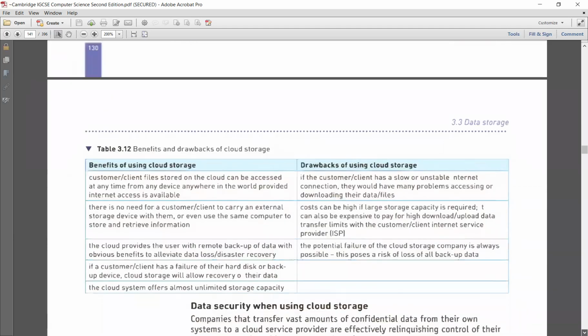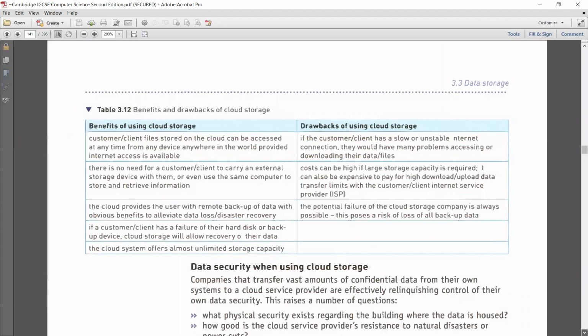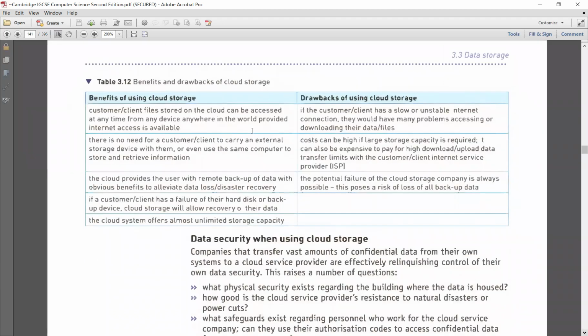You can see the drawbacks and the advantages, and they are very important. Customer files are stored on the cloud and can be accessed anytime, anywhere. There is no need for a customer or client to carry an external storage device with them, or even use the same computer system to store and retrieve information. The cloud provides the user with a remote backup of data, with obvious benefits, like we are relieved of data loss and data disaster recovery methods. If the customer's hard drive fails, they can retrieve the data from the cloud. The cloud system offers almost unlimited storage capacity.